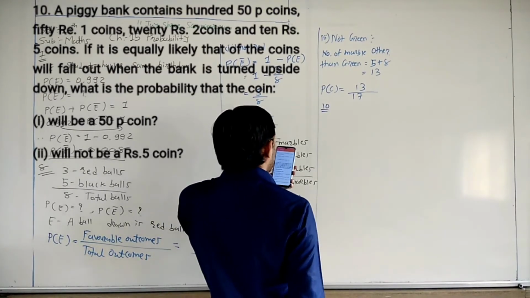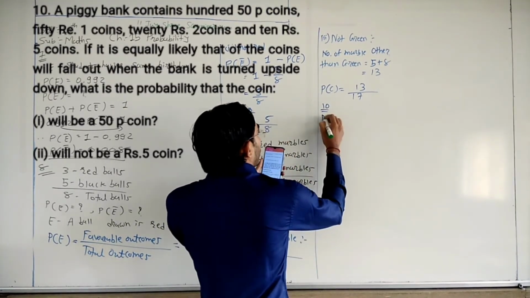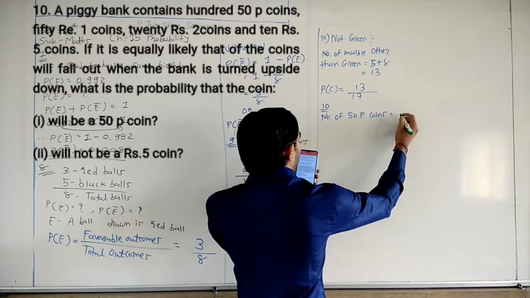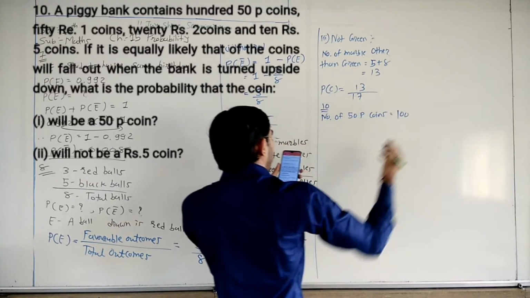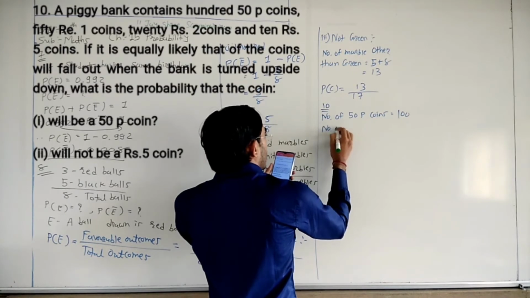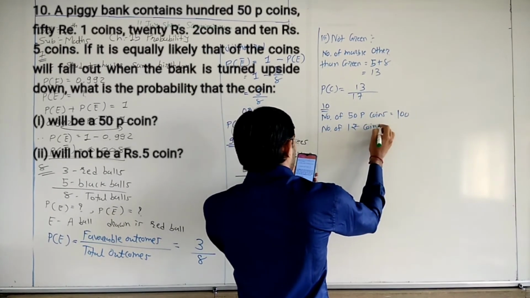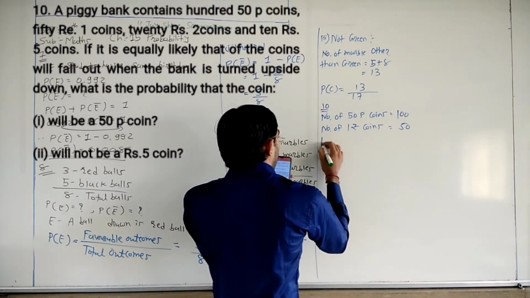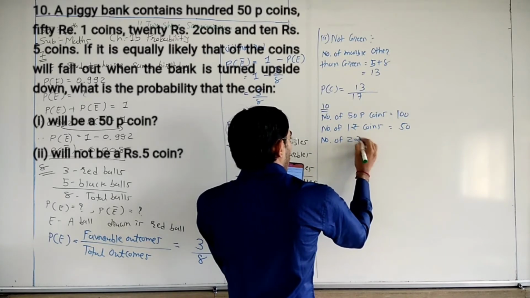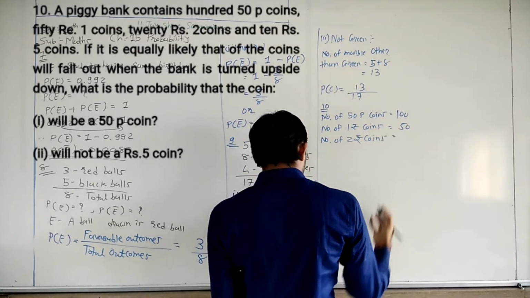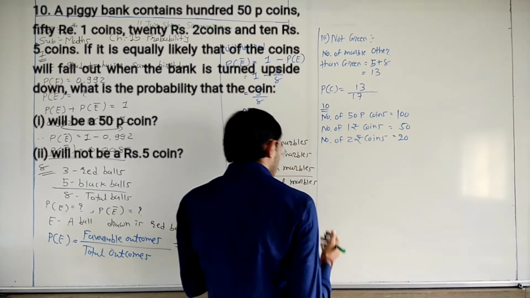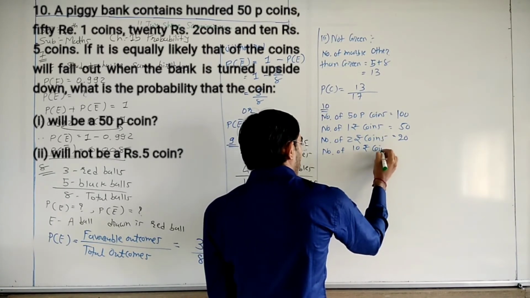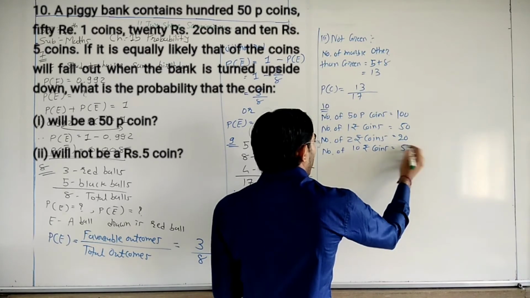First of all, we need to write the details. So the number of 50 paisa coins is equal to 100, right? 100 coins we have. The number of 1 rupee coins is 50, already given in the question, right? And the number of 2 rupees coins is equal to 20, and the number of 10 rupees coins is equal to 5.